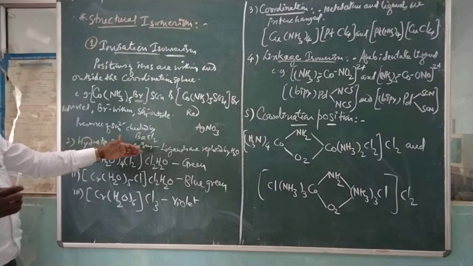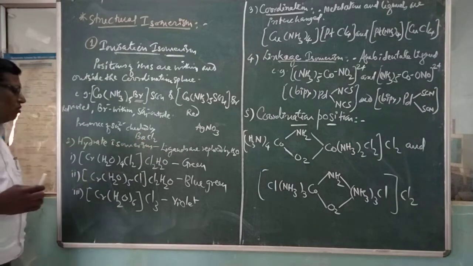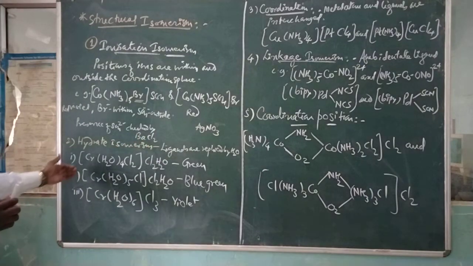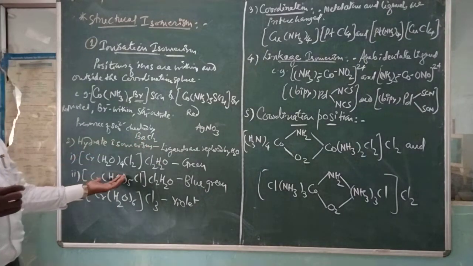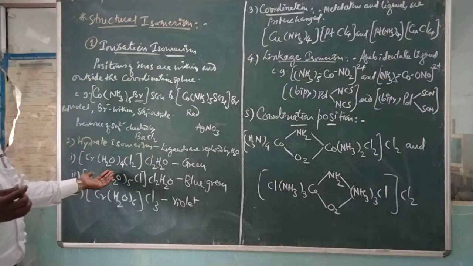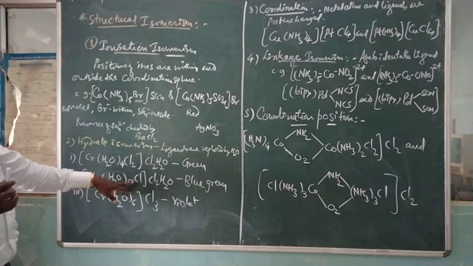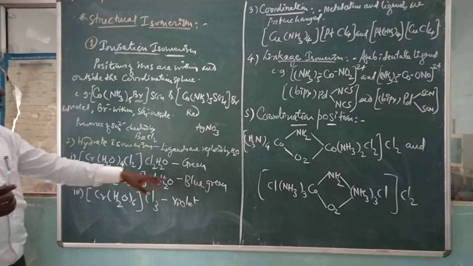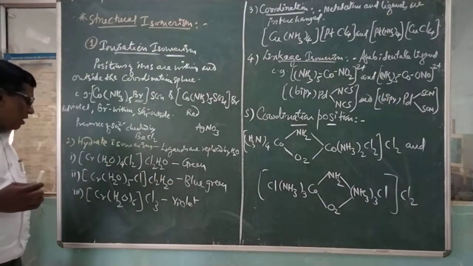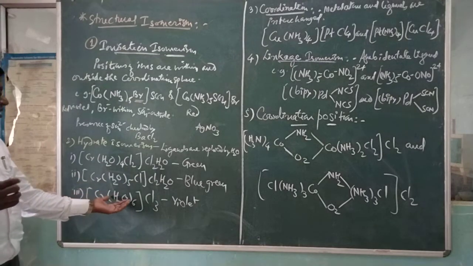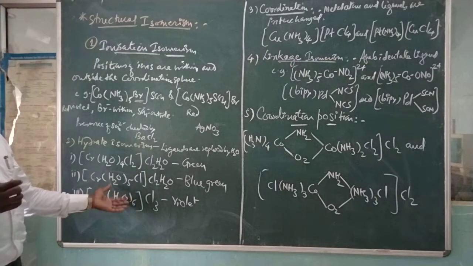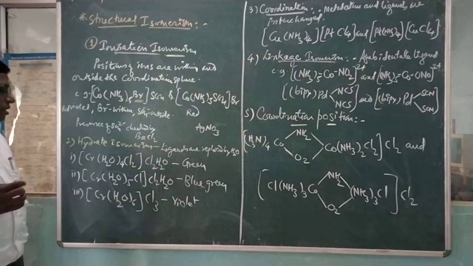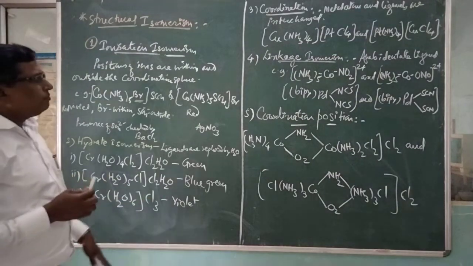Cl2 can be taken, that is [CrCl2(H2O)4]Cl, which possesses green color. Again, when we take [CrCl(H2O)5]Cl2, one H2O increases and one Cl decreases, and therefore this gives a blue-green color. Again, [Cr(H2O)6]Cl3 has all 6 water molecules in the coordination sphere, hence the color is violet.